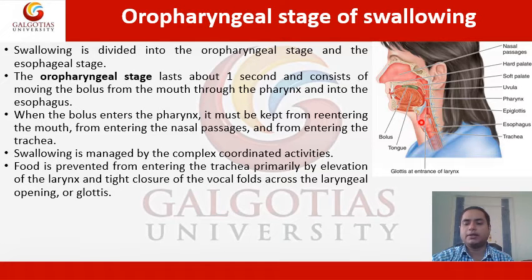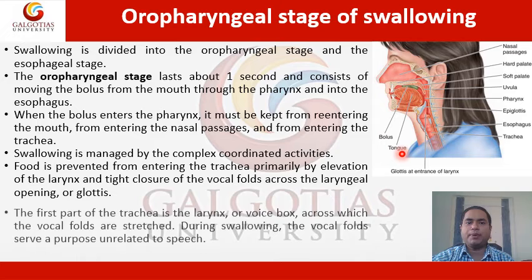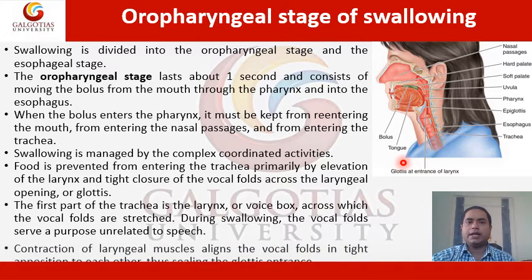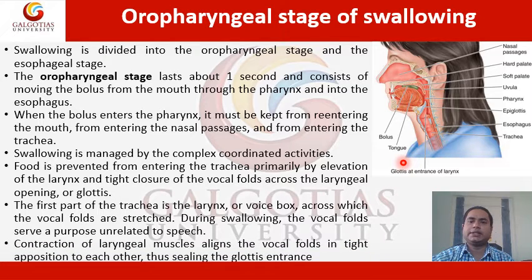The first part of the trachea is the larynx, or voice box, across which the vocal folds are stretched. During the swallowing process, the vocal folds serve a purpose unrelated to speech formation. The contraction of the laryngeal muscles aligns the vocal folds in tight opposition to each other, thus sealing the glottis entrance.